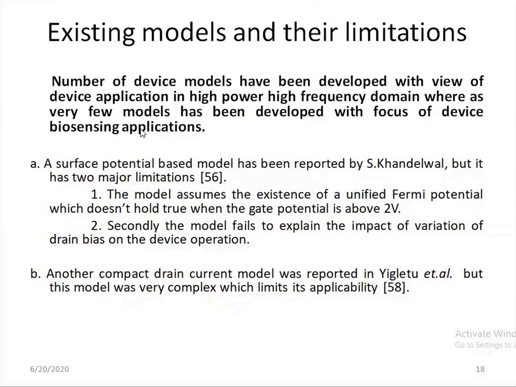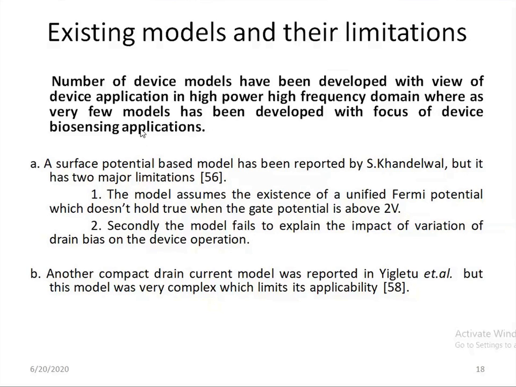The first is a model by Kandalwal et al., and he proposed a model that was considering a uniform Fermi potential. But this is not true when the gate voltage is increased above 2 volts. Another limitation of this model was that it did not account for the impact of drain bias. When a sensor is considered, as the drain bias increases, the sensitivity increases. But this model cannot account for this increase or decrease in sensitivity with the drain bias. So those were the limitations that I found for this model.